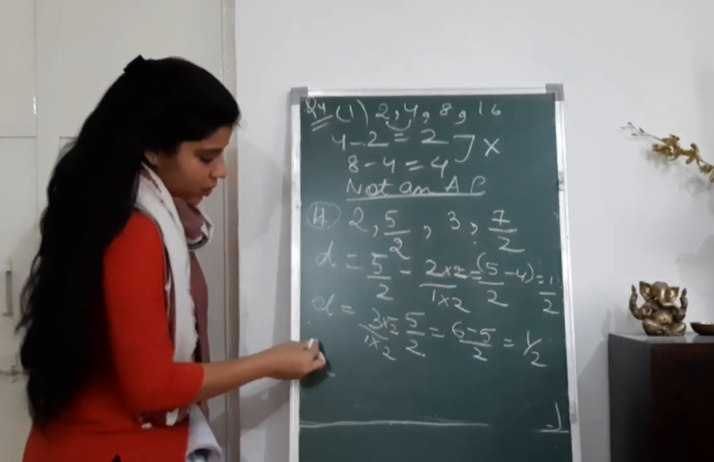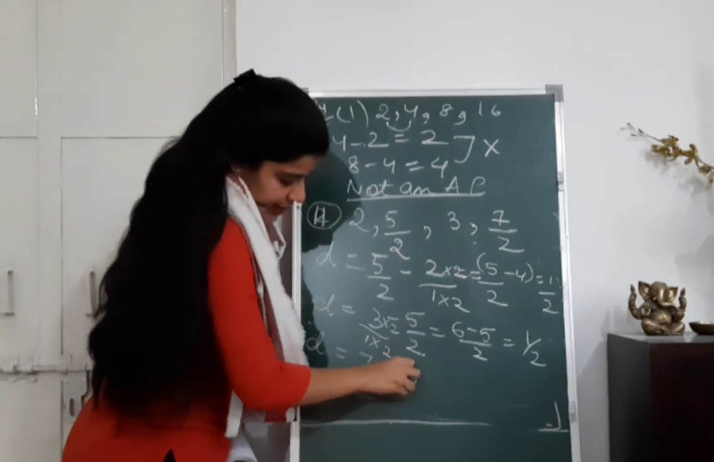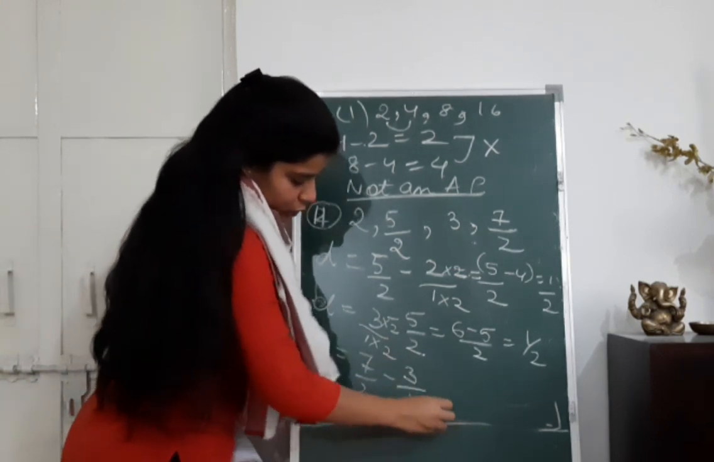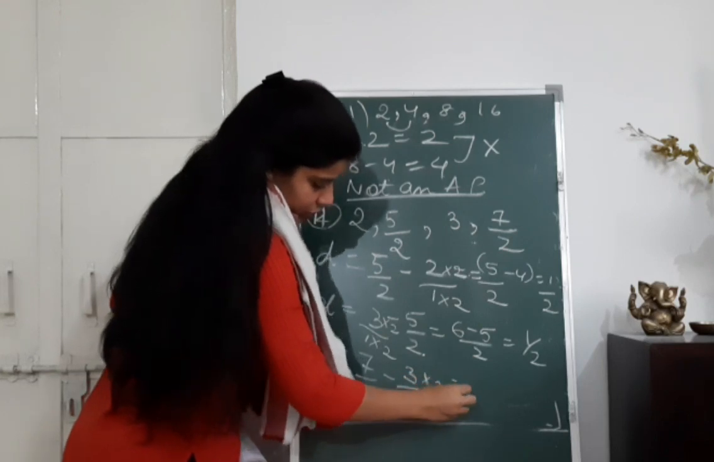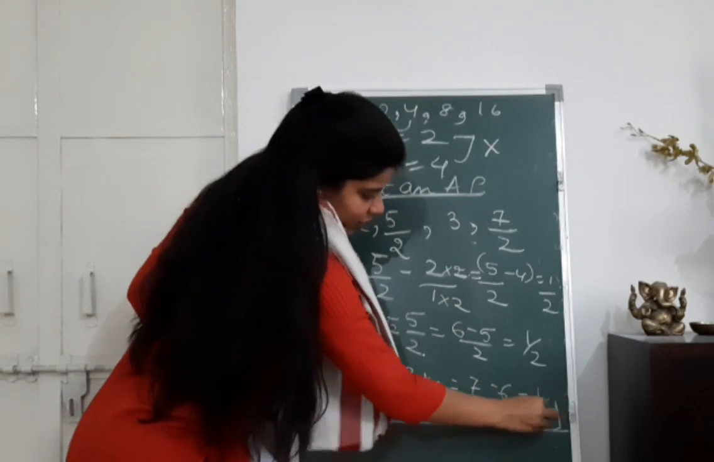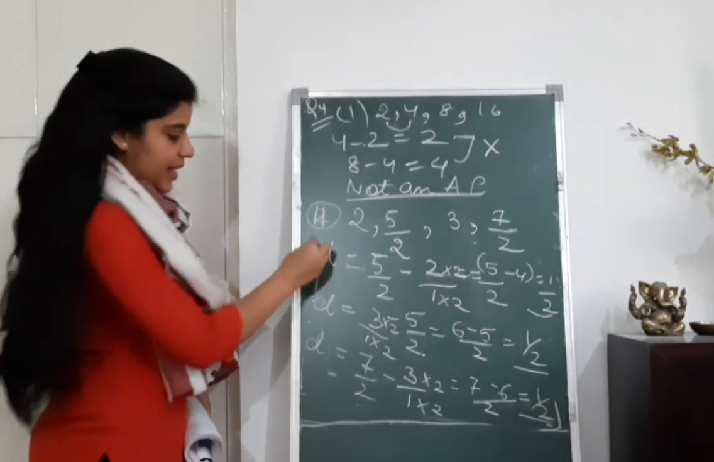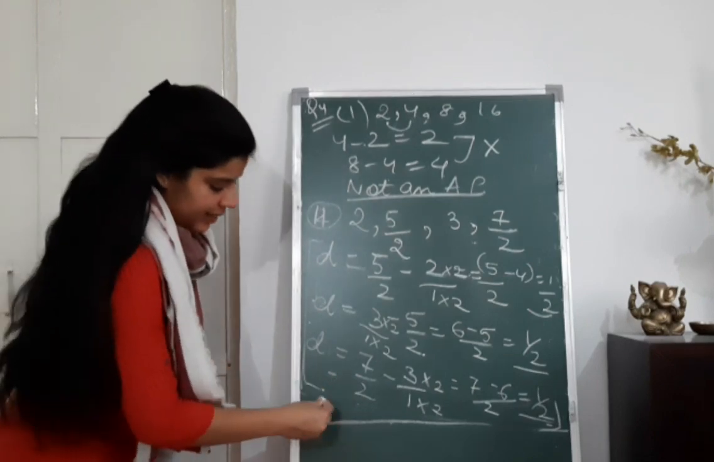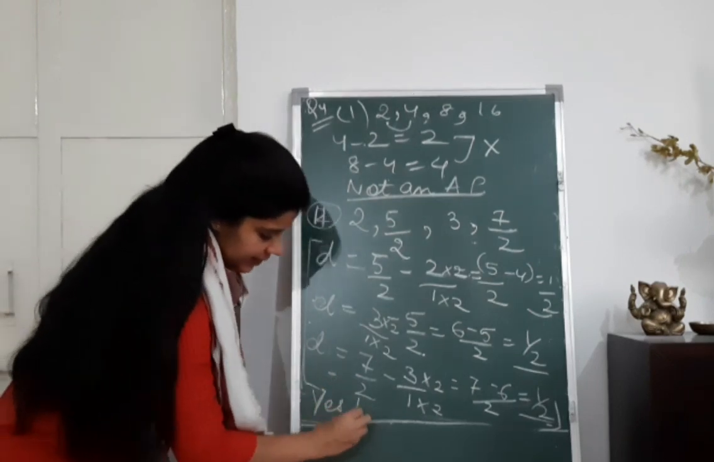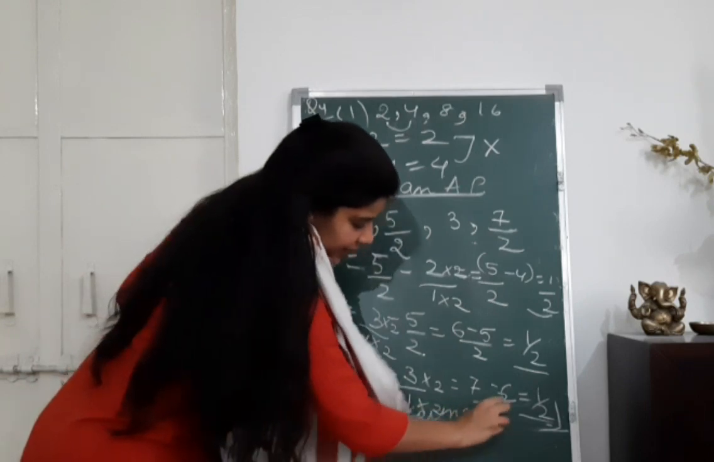Let's check this also. 7 by 2 minus 3 by 1 into 2 into 2. So 7 minus 6 by 2, which is also half. This is the same and this is the same. Hence they are forming an AP. So yes, they form an AP.